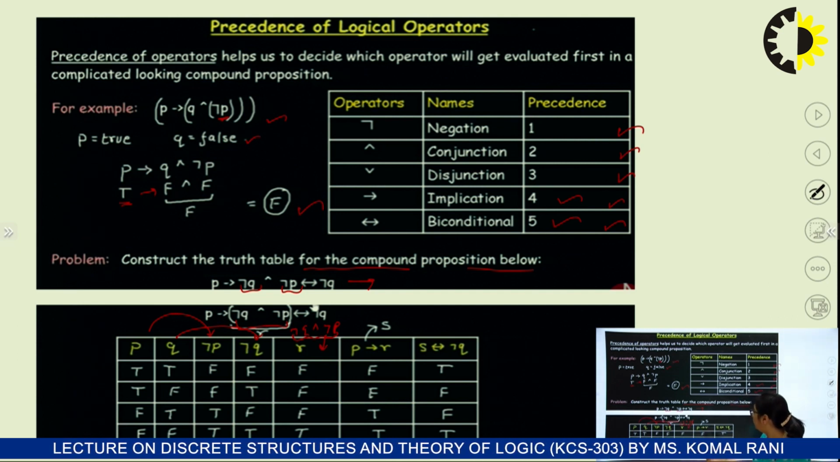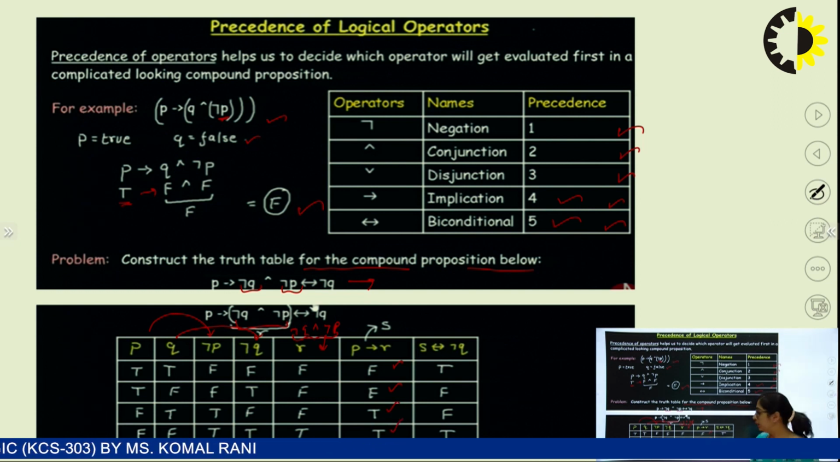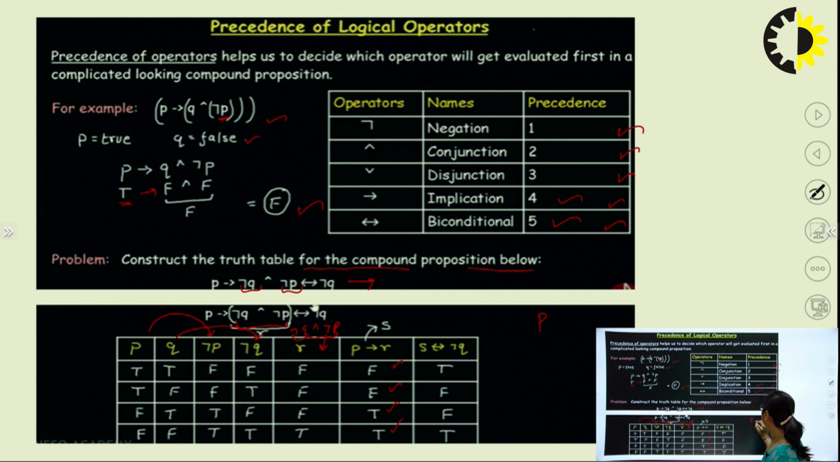Okay, and then P implies this. So P implies this: true false will become false, true false will become false, false false become true, false false become true. The only condition where P implies Q is false is when P is true and Q is false; the result will be false. For all other cases, FT is true, false false will become true, and true true will become true. So from that possibility we write here.